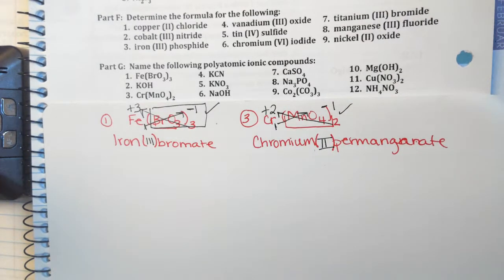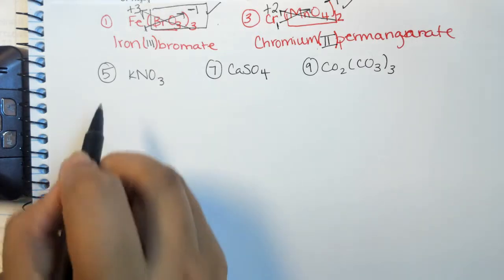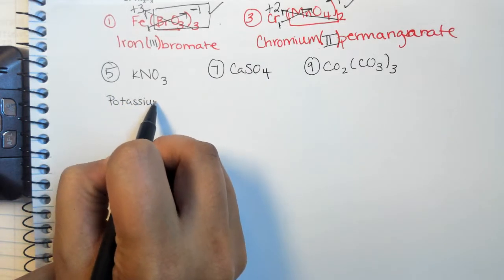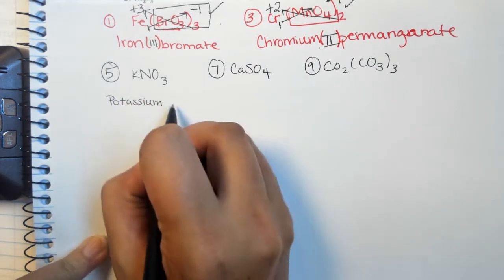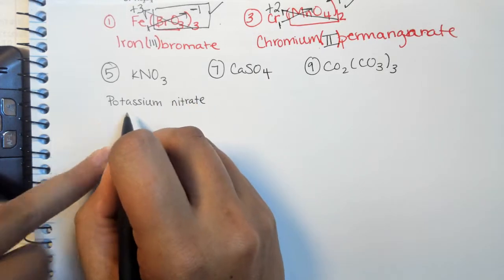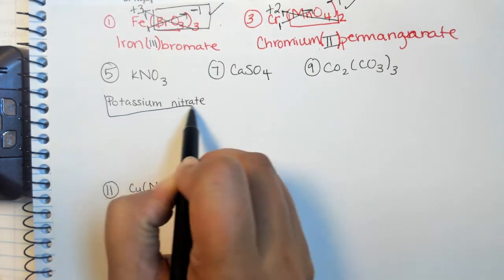Questions? Alright, so go ahead and look at numbers 5, 7, 9, and 11 and complete those, and we will go over them in about 4 or 5 minutes. Looking at number 5, what is my positive cation? Potassium, so I write its name. Alright, what is my anion? So NO3 is nitrate on the back of your periodic table. Alright, does potassium need a Roman numeral? No, so this is my final name.